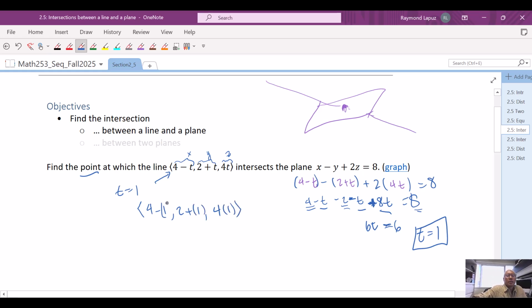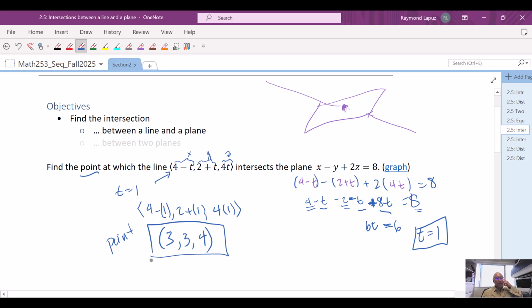So these are the values that you put in, and then you will get 3, comma 3, comma 4. Now, I know this is in vector form, but we want to look at this as a point, so we can write that as a point. So this is the point of intersection.